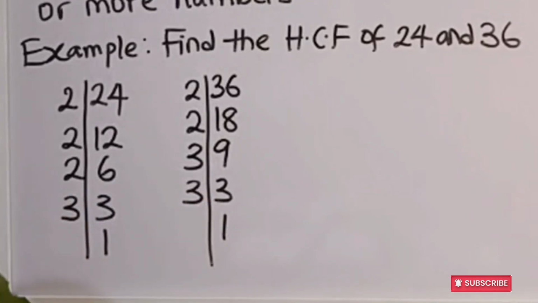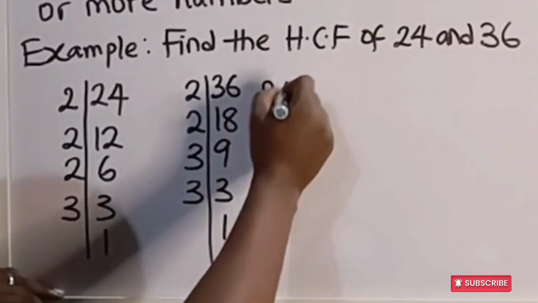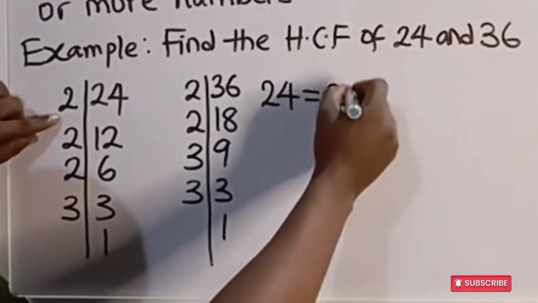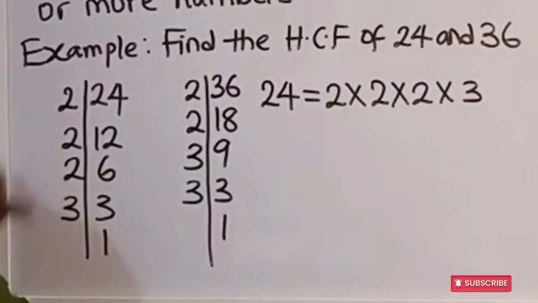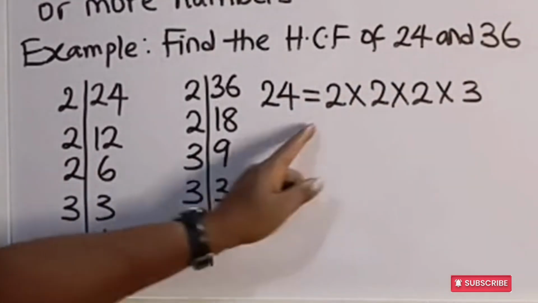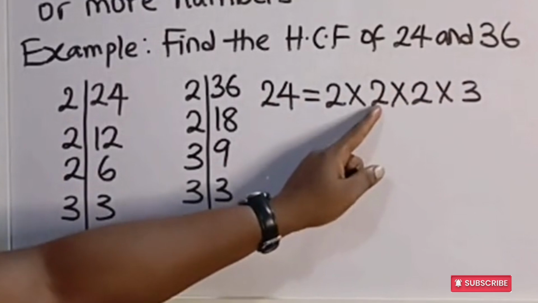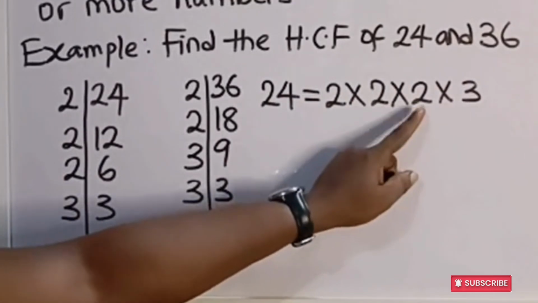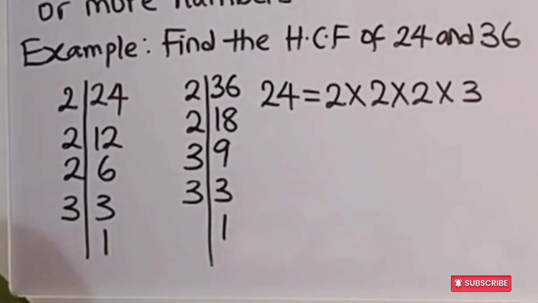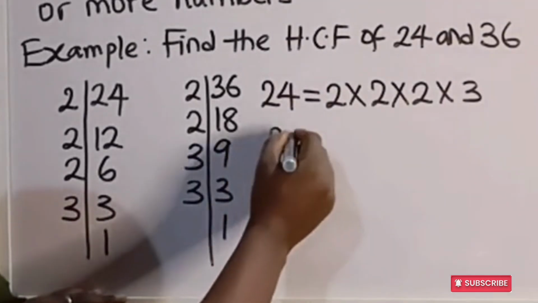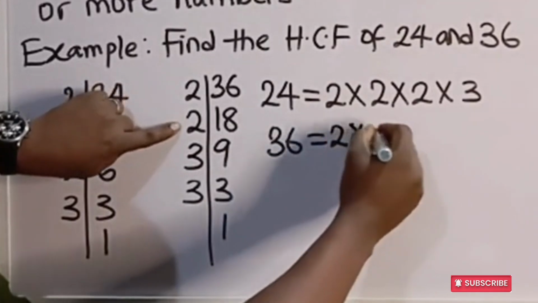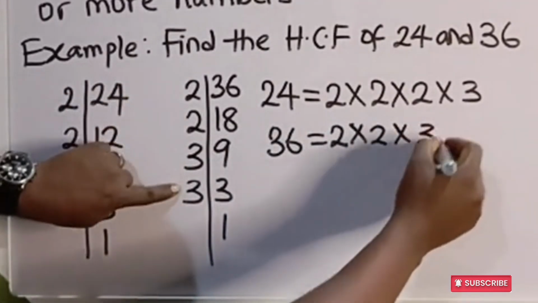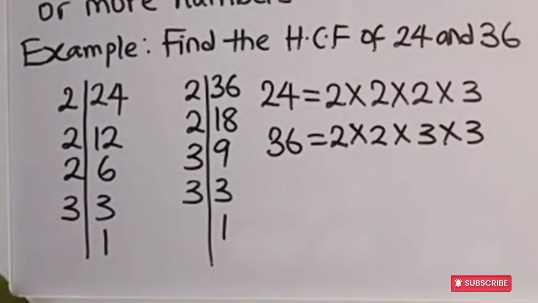So now let's write these numbers here. So 24 is the same thing as 2 multiplied by 2 multiplied by 2 multiplied by 3. That's 24. If you multiply these numbers, you get 24. 2 multiplied by 2 is going to give us 4. 4 multiplied by 2 is going to give us 8. 8 multiplied by 3 is going to give us 24. So it's the same thing. 36 is the same thing as 2 multiplied by 2 multiplied by 3 multiplied by 3. That's going to give us 36.